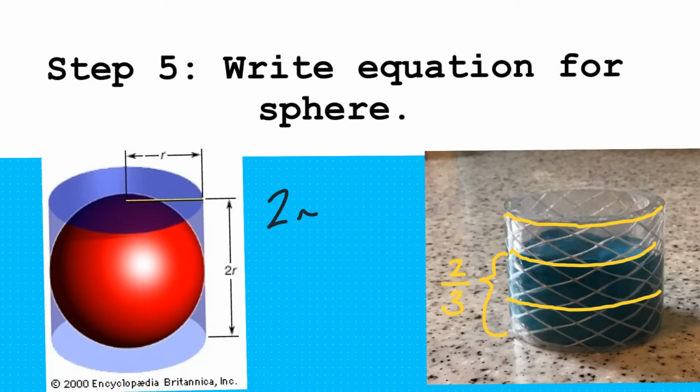If we start with the volume of our cylinder, which was 2 pi r cubed, and then we multiply that by 2/3, this is where we get the formula 4/3 pi r cubed, and that is the volume of the sphere.